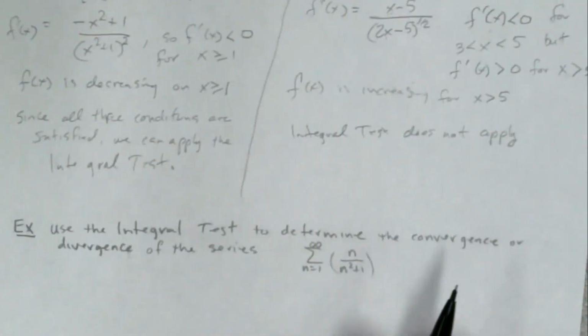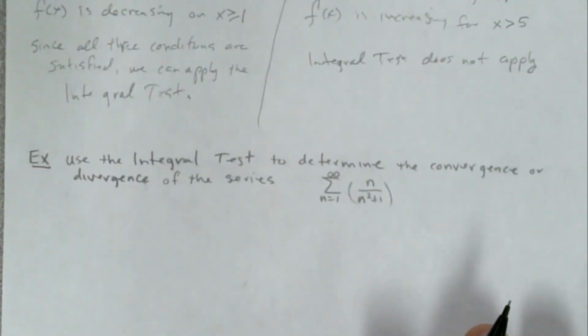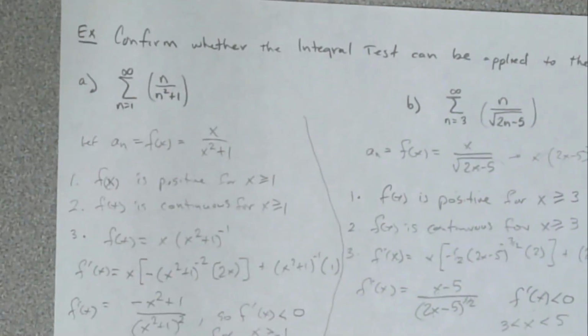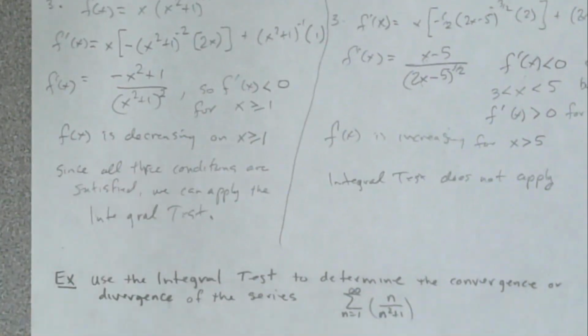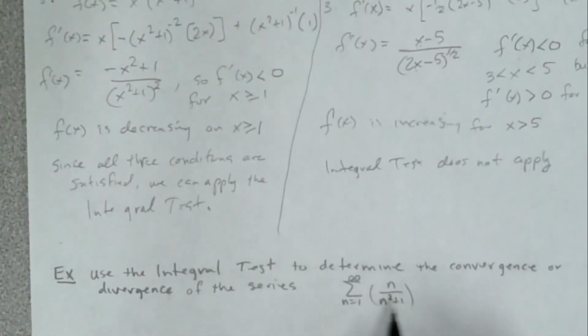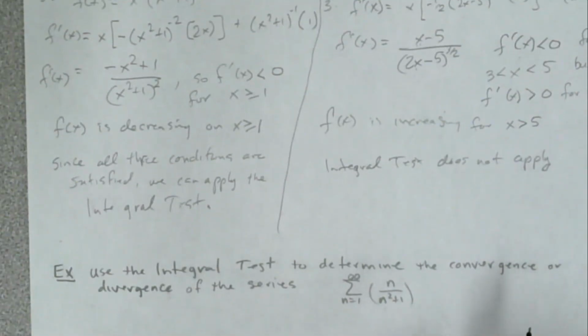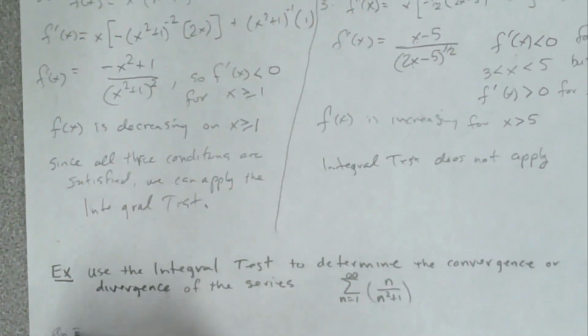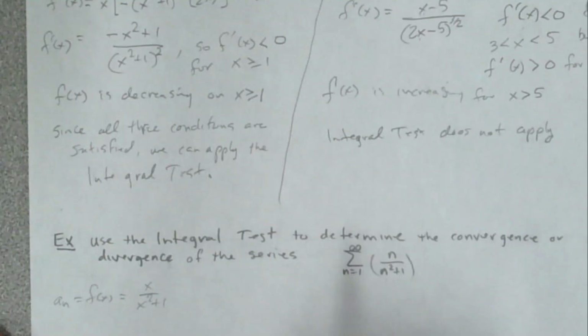And so the next example I have down here at the bottom is we're going to look to see whether or not the integral test does show that this converges or diverges. Okay? So if you look closely at it, you'll see that this is the exact same example that we had here. So I don't have to redo all the testing that I had to do over here. And so I know the integral test does apply, so let's go ahead and do so. All right? And so we let a of n equal f of x, which equals x over x squared plus 1.